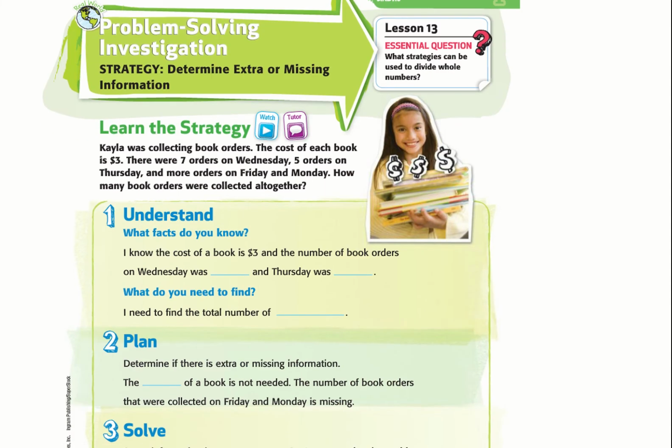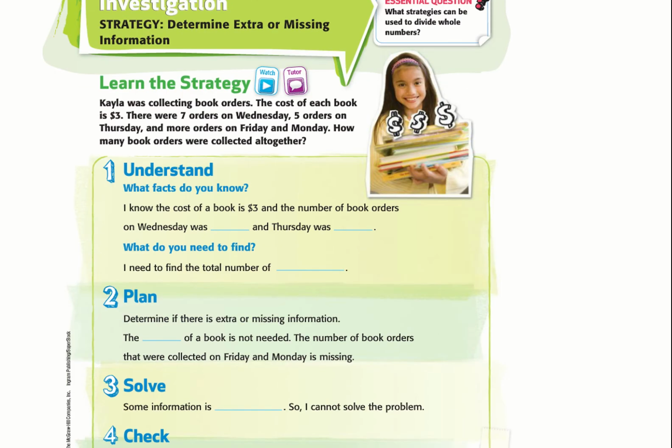Kayla was collecting book orders. The cost of each book is $3. There were 7 orders on Wednesday, 5 orders on Thursday, and more orders on Friday and Monday. How many book orders were collected altogether?